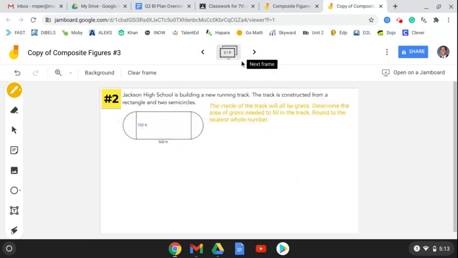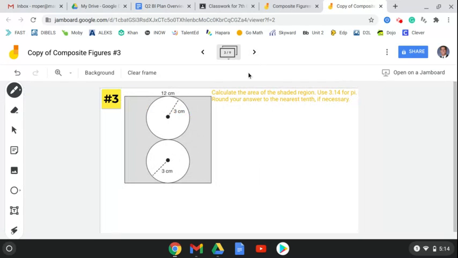Okay, number 2 right here, it's the same scenario with the track, except it says now the inside of the track will all be grass. And so determine the area of grass needed to fill in the track. Round the answer to the nearest whole number. So now we don't want the distance around, we want the distance inside. So the space inside the track. So basically you're finding the area of this composite figure. Okay, find the area of this rectangle, call that shape A. Find the area of shape B, find the area of shape C, and then add all the areas together.